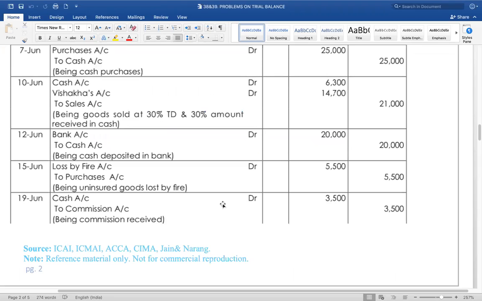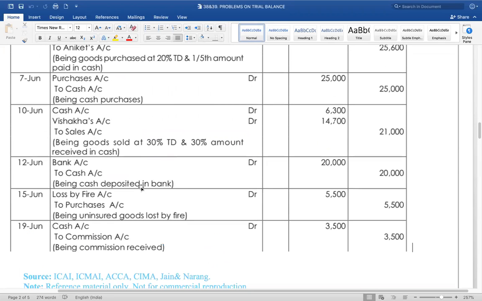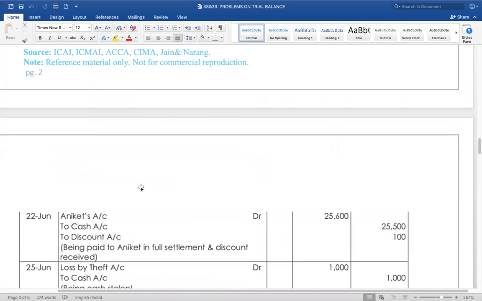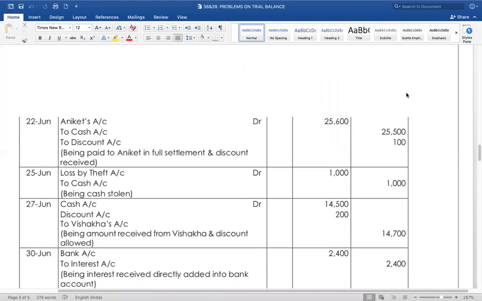Next is bank account debit to cash. In the cash account it is credited by bank. By bank account, how much? 20,000. By bank account 20,000. Okay. Next.